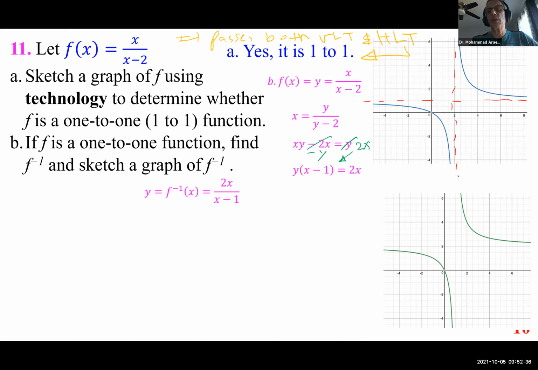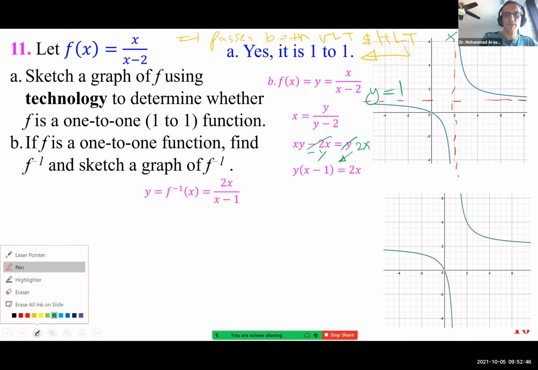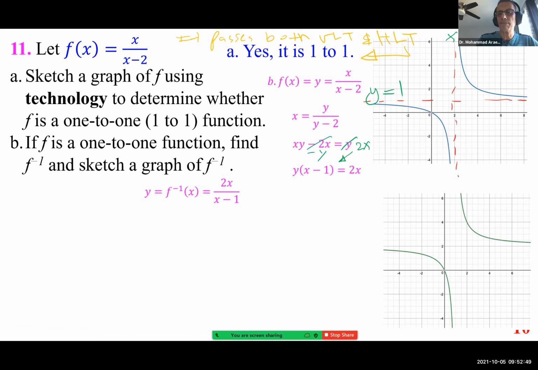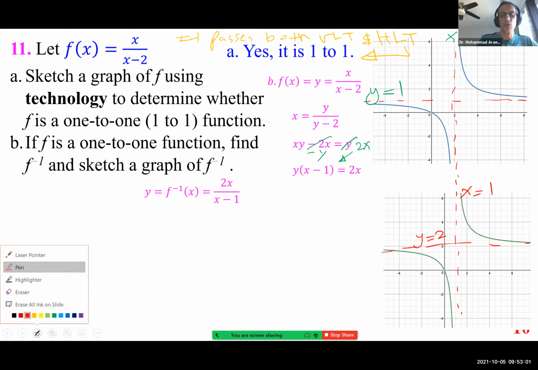Going back to this, remember x equals 2 and y equals 1. Now notice x equals 1, y equals 2, because they are inverse functions, that's what's going to happen.